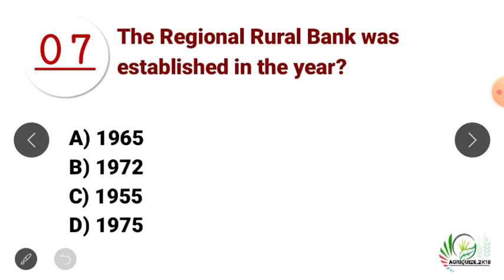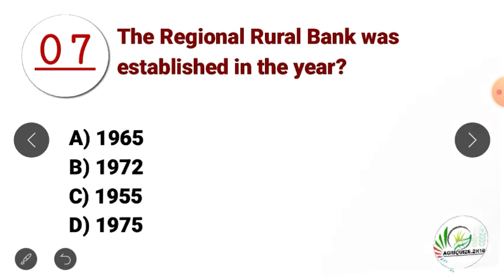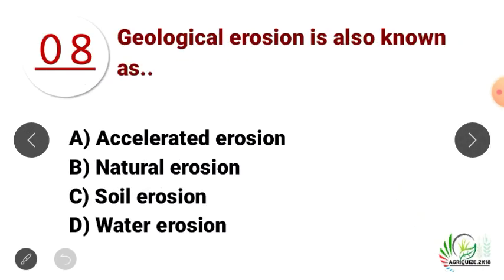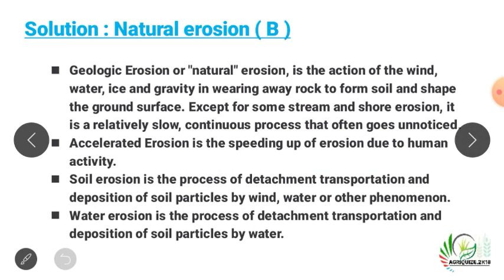Question number 7. The regional rural banks were established in the year? Option D, in 1975. Question number 8. Geological erosion is also known as? Option B, natural erosion. Geological erosion is due to action of wind, water, ice, and gravity.